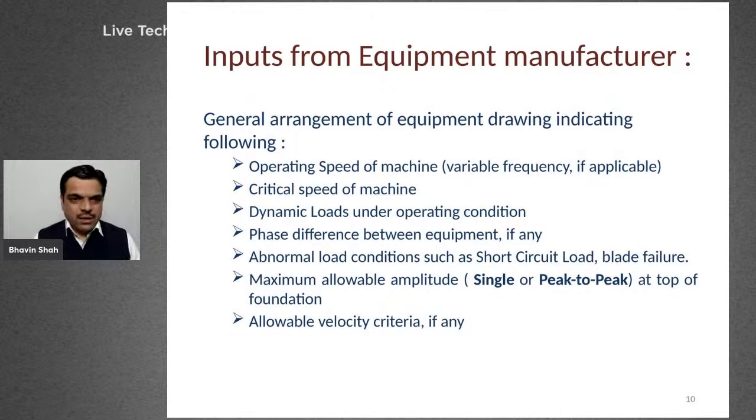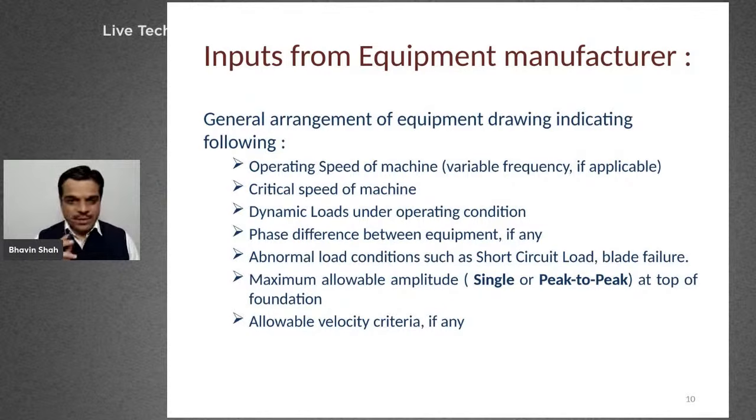And again, all the details related to the dynamic properties of the equipment will also be included, like the operating speed of the machine. Sometimes the machine has variable frequency, so that is also mentioned on the drawing. Variable frequency means the equipment may be operated in a range of frequency, and whenever there is a range of frequency, it is very critical for the design of the foundation, because then we have to design for that complete range, instead of a single value.